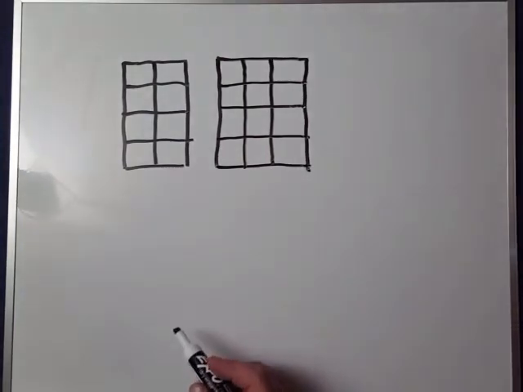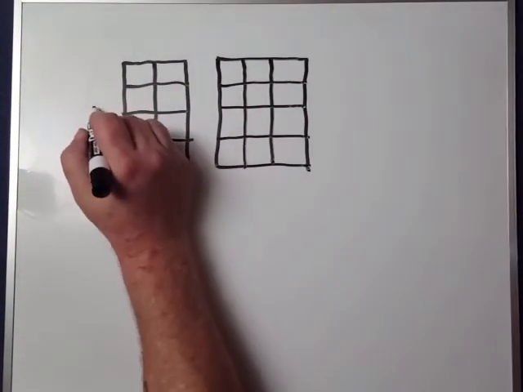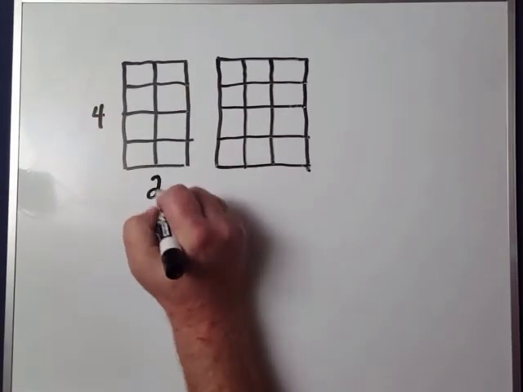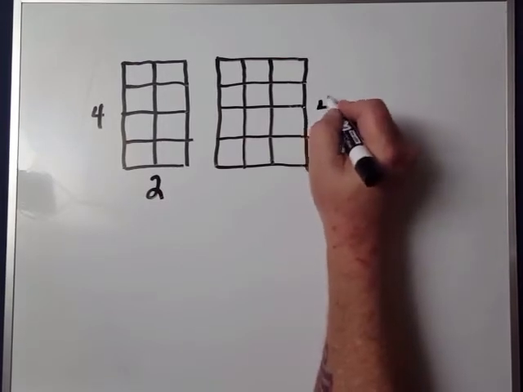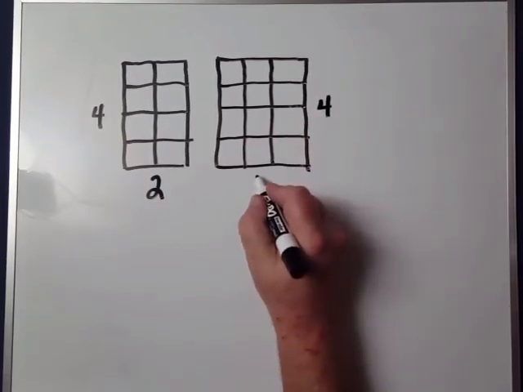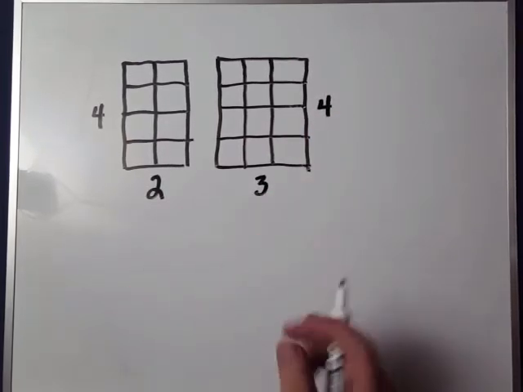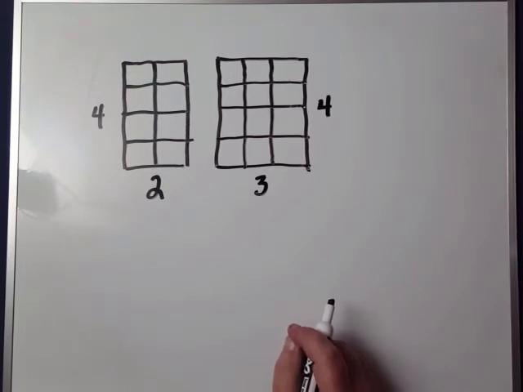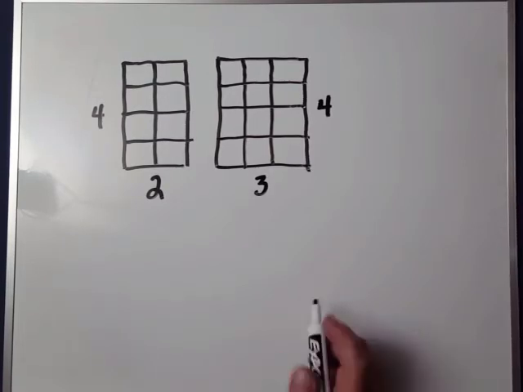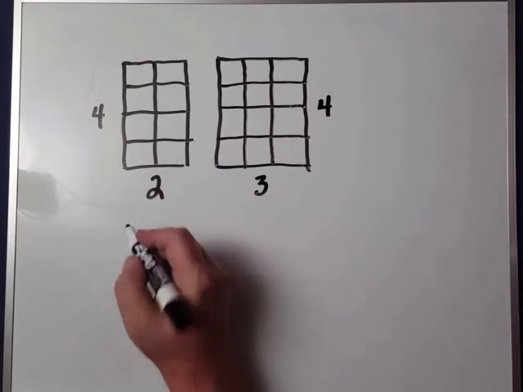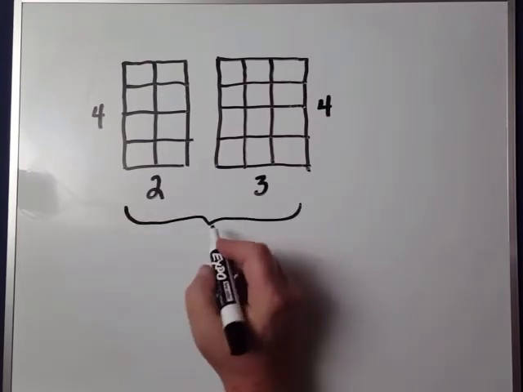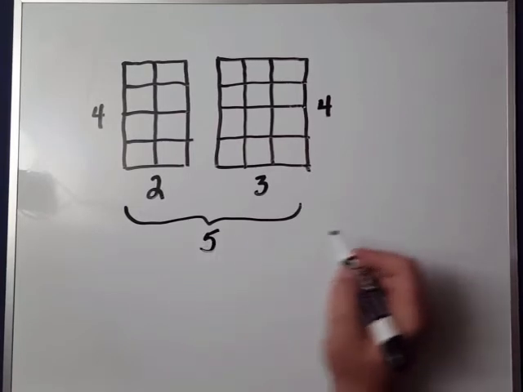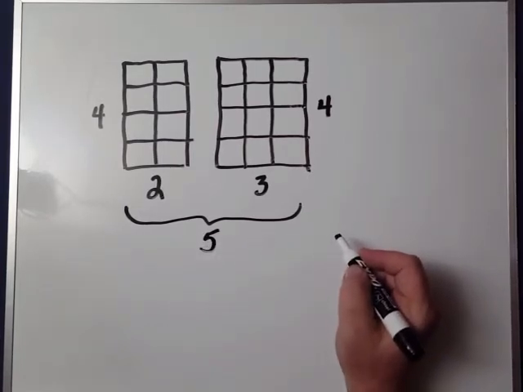Some of us are going to look at this and say, well, this first one is 4 by 2. There's 8. And this one is 4 by 3. Is 12. 8 and 12 make 20. Some of us, on the other hand, are going to slide these together in our head. And we're going to say this whole thing, if I slide it together, is 4 by 5. And so again, I get 20.